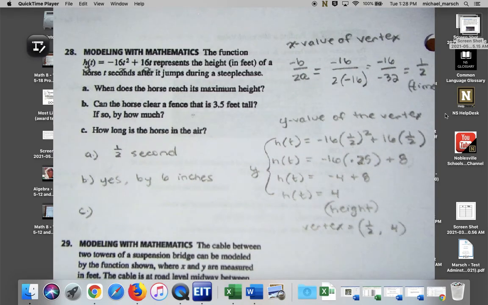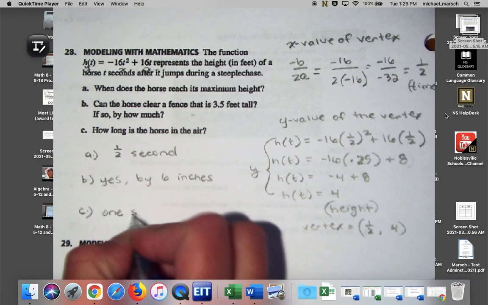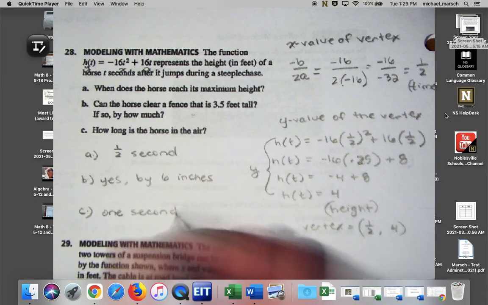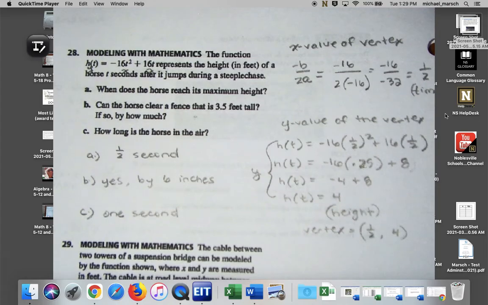How long is the horse in the air? A whole second. Chase, how did you know that so quickly? Because if it gets to its maximum height in half a second, it falls for half a second. Yep. Half a second up, half a second down is 1 whole second.